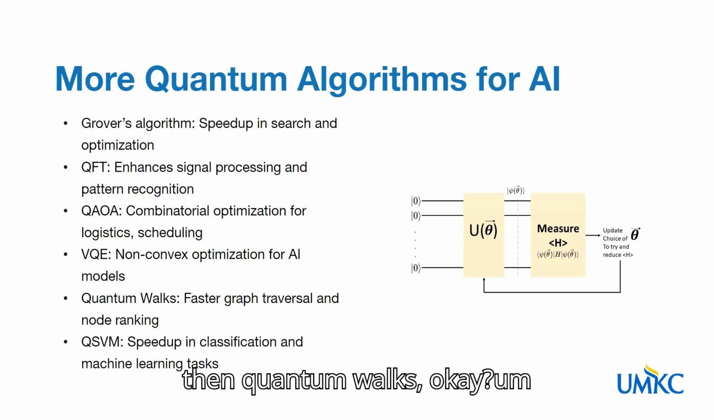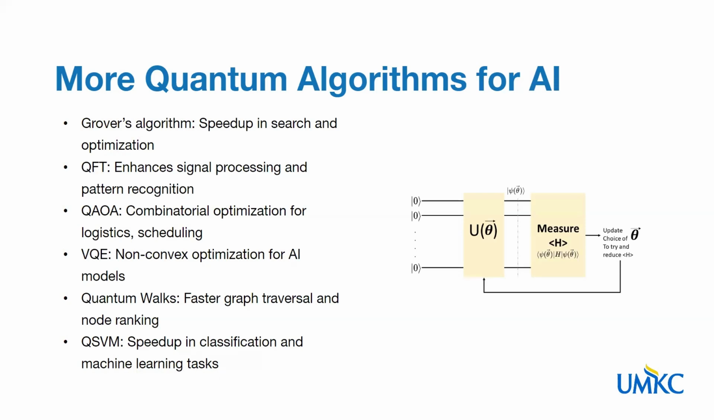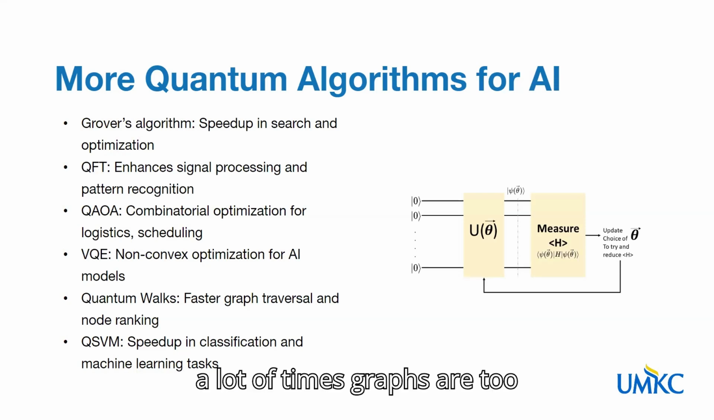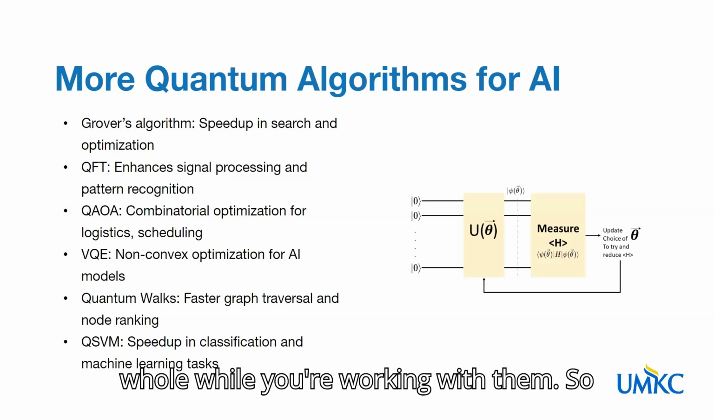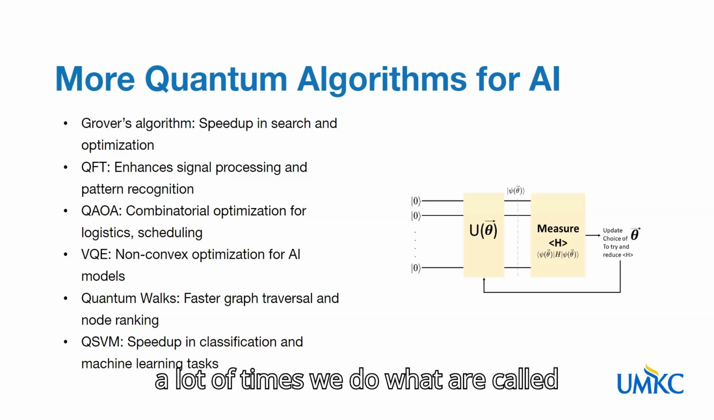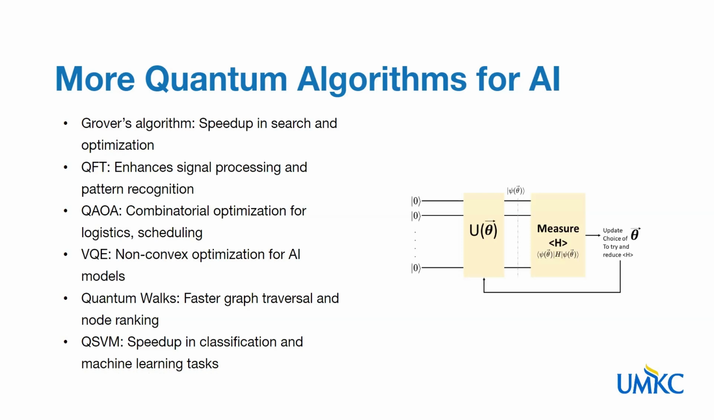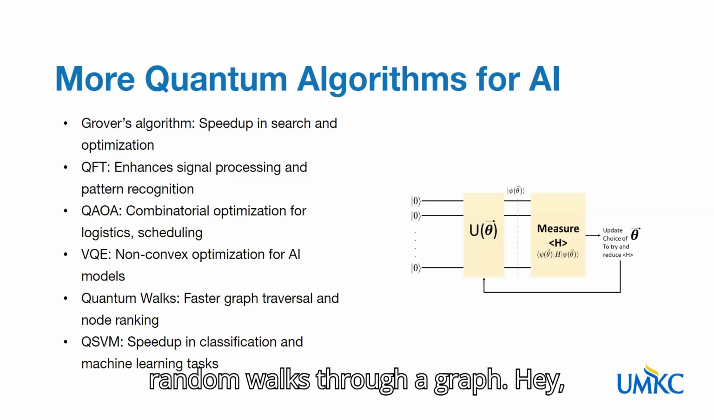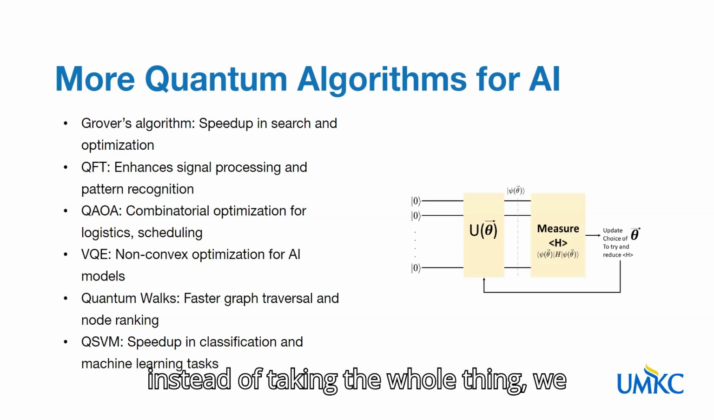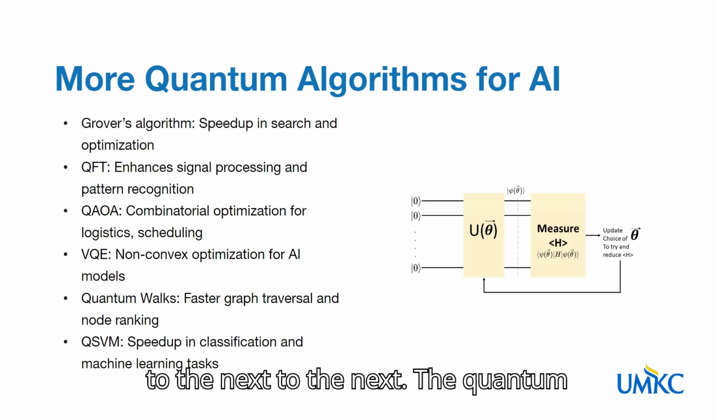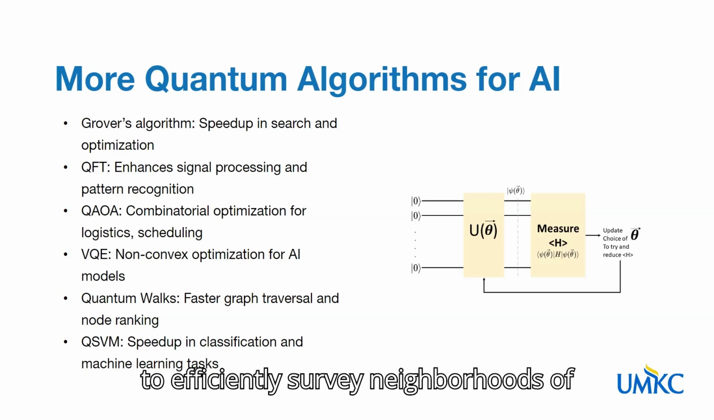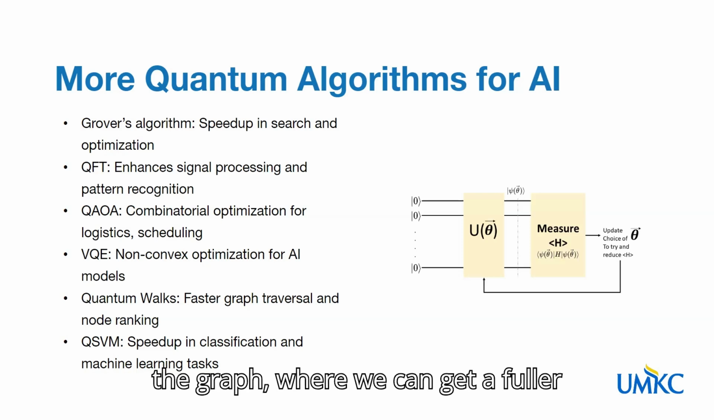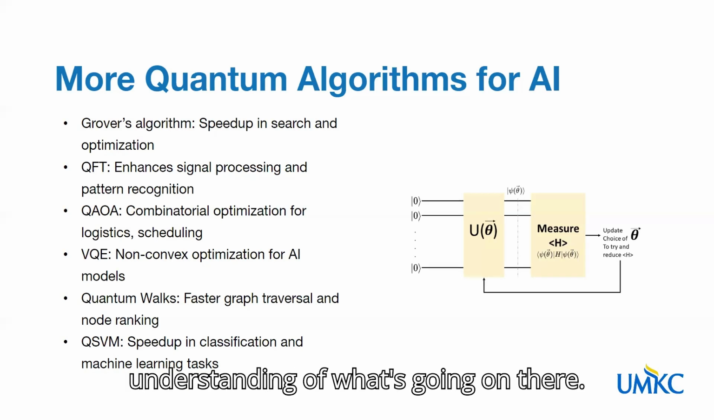And then quantum walks, okay? A lot of times graphs are too computationally expensive to take as a whole while you're working with them. So a lot of times we do what are called random walks through a graph. Instead of taking the whole thing, we sample by going from one node to the next, to the next, to the next. The quantum algorithm has methods in it that allow us to efficiently survey neighborhoods of the graph, where we can get a fuller understanding of what's going on there.